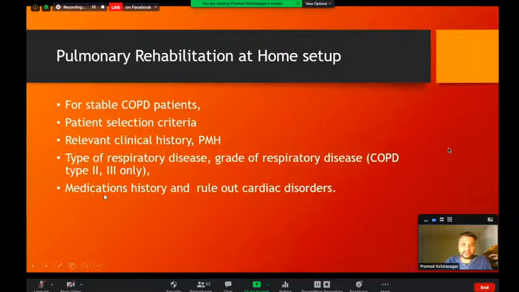So always take the medication history and rule out cardiac disorder. This is very important because some patients will also develop cor pulmonale or right heart failure, which is due to the pulmonary condition if it is chronic, or some patients also have a cardiac disease along with the COPD, many of the smokers. So it's always good to have the background check.